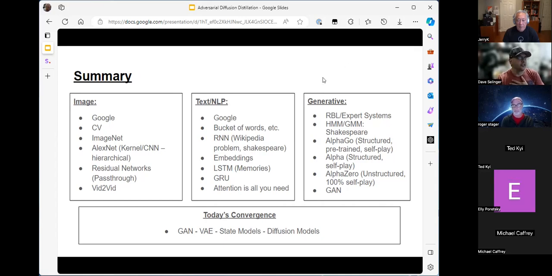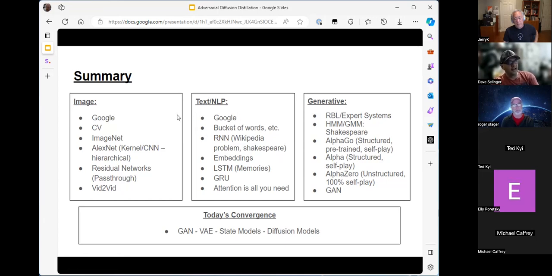And just as a summary pipeline here, if you look at images and text, let's look 10 years ago at the event horizon. What was the state of the art? We had Google in both of these, more traditional DSP-type computer vision, what you'd find in OpenCV, for example, ImageNet, AlexNet, residual networks, vid to vid, and then the convergence with the other ones in GANs, VAE, state models, consistency models, and diffusion models.